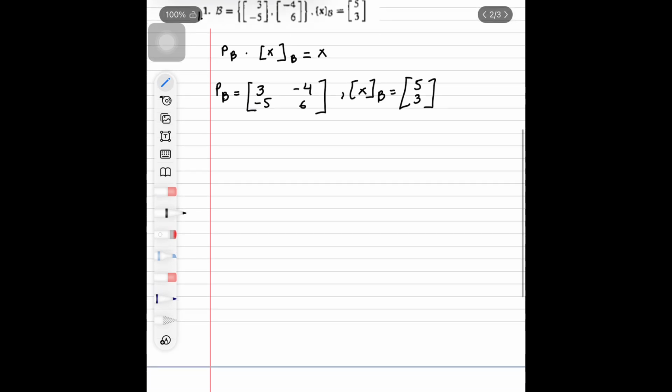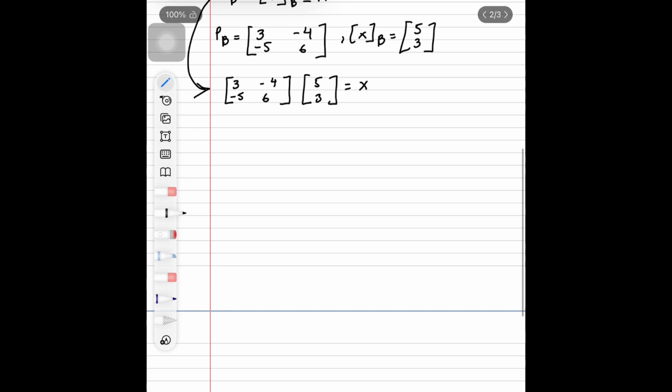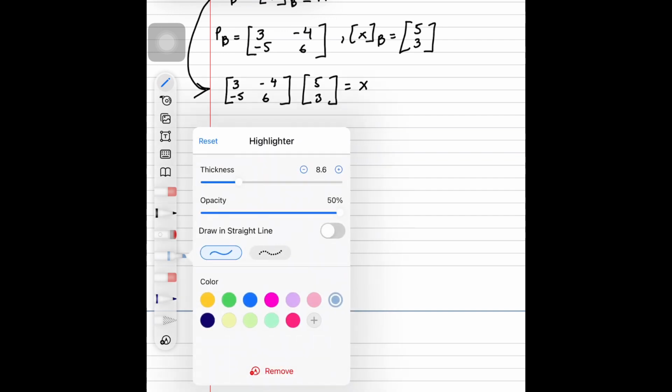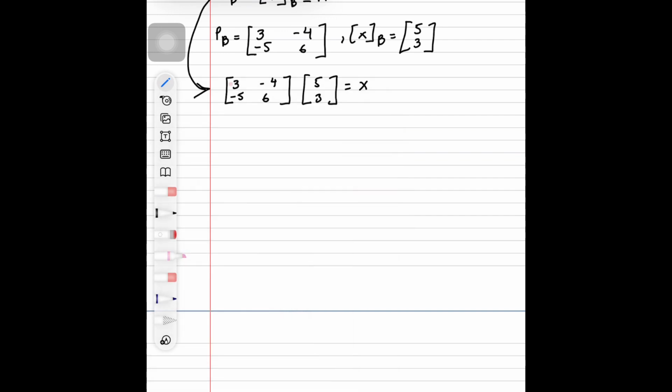So let's implement this. We have 3, -4, -5, 6 times 5, 3 equals x. The way we multiply this is that we multiply the first row times the first column. This would be 3 times 5 plus -4 times 3.